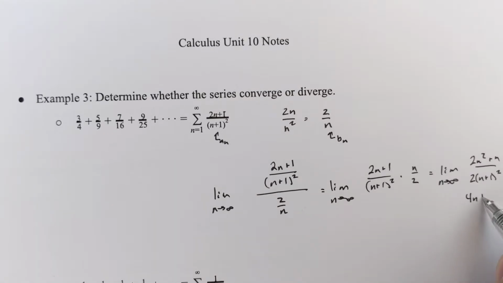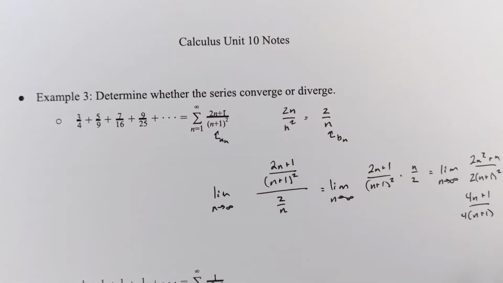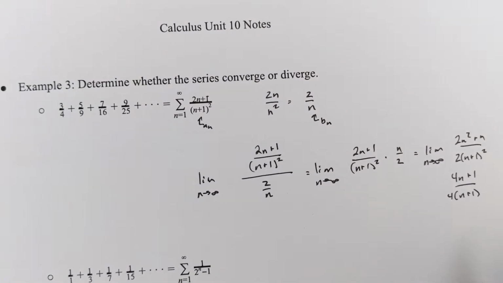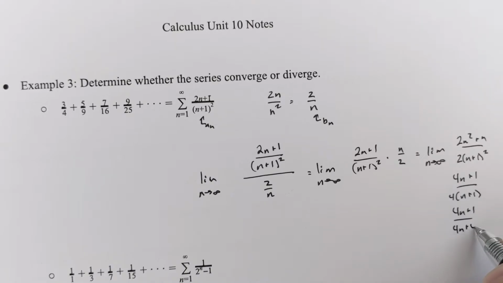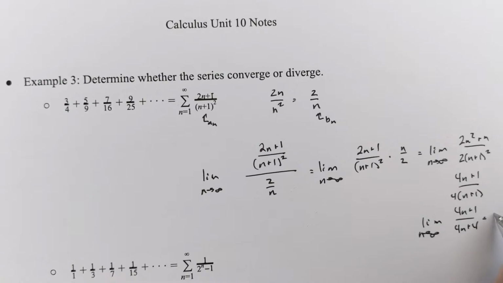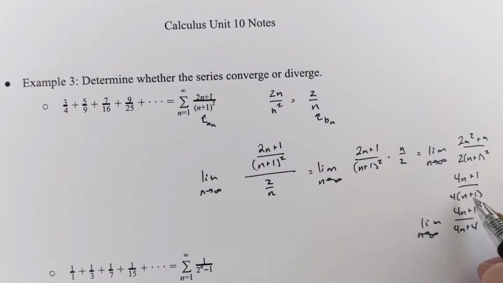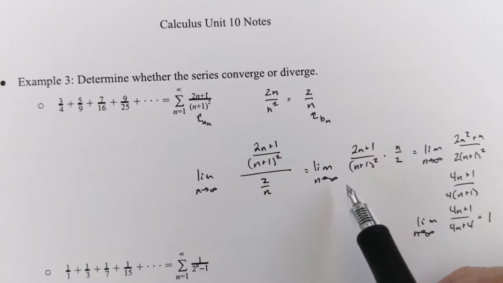So this becomes 4n plus 1 over 4n plus 1, so we get 4n plus 1 over 4n plus 4, which reduces to just 1, because only the lead terms matter. So since this is a number between 0 and infinity, they both have to do the same thing.